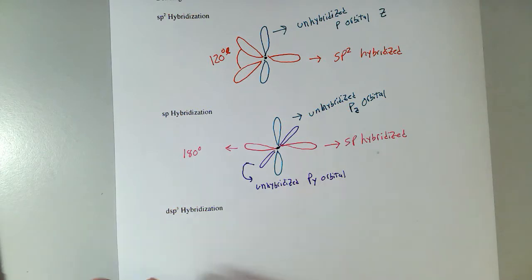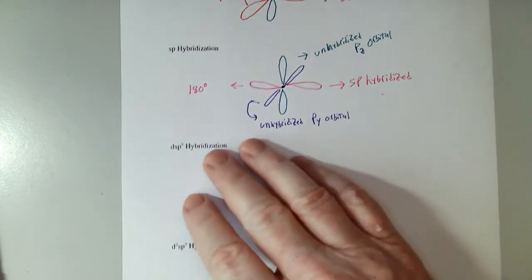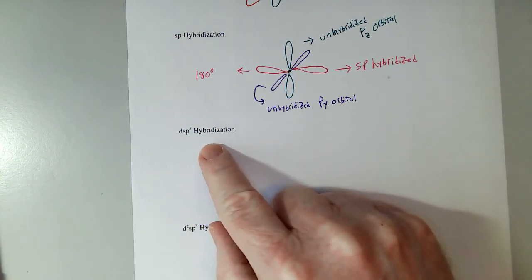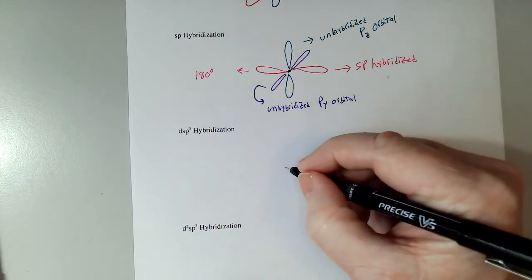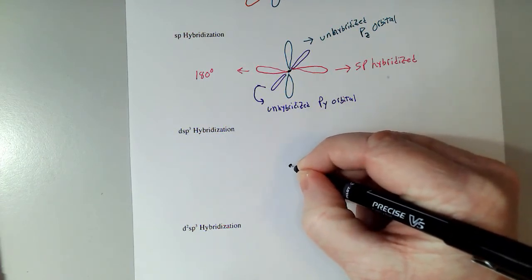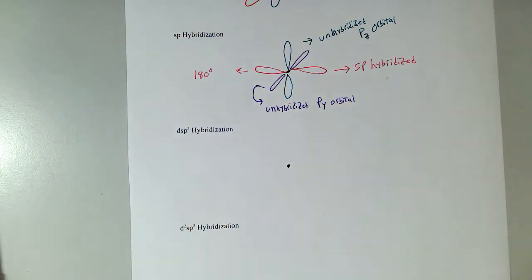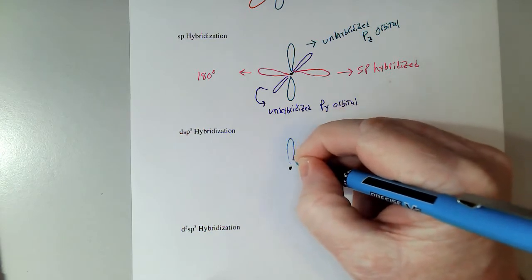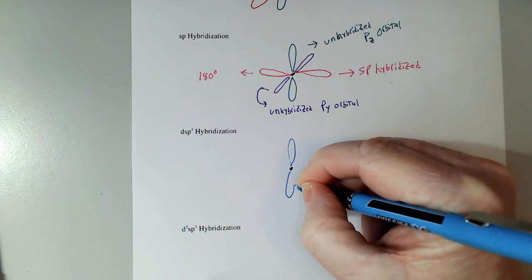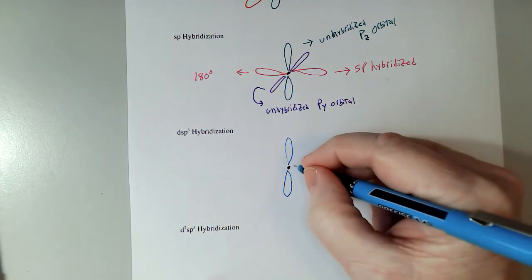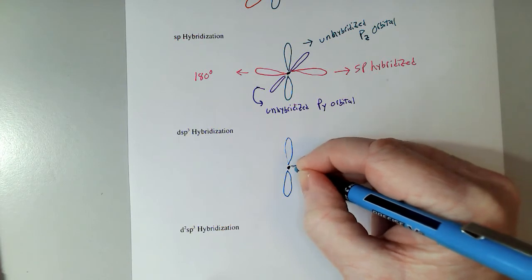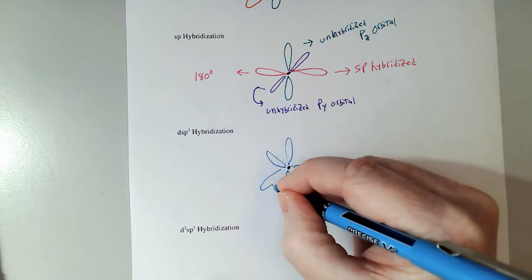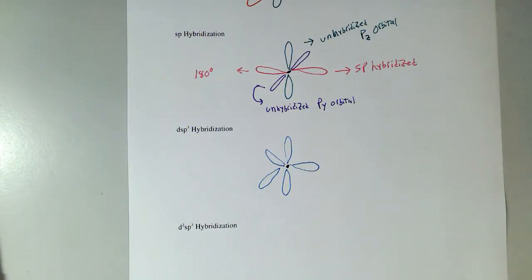Now, what if I have 5 things attached? That is going to require 5 orbitals, and we will call that a dsp3. All right? So first off, that little black dot there is the central atom. Now, I have a lobe coming up and one coming down. I'll have one coming out in that direction, one going out in that direction, and one going out in that direction.